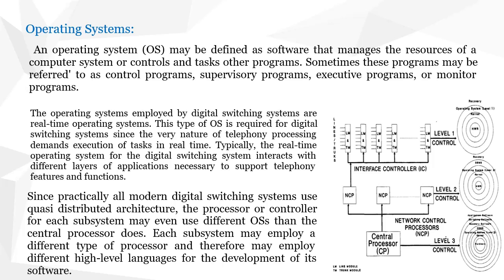Since practically all modern digital switching systems use quasi-distributed architecture, that means the architecture is distributed, it's not at one level. The processor or controller for each subsystem may even use different operating systems than the central processor does. And that is what is shown in this figure. Every level can have different operating systems. Each subsystem may employ a different type of processor and therefore may employ different high-level languages for the development of its software. So the advantage of this level division is that you can have a different processor at each level, you can have a different operating system, and you can use a different high-level language for the development of the software. So what is the conclusion? The operating system which is used in the digital switching system is real-time operating system, and at every level you can have different operating systems that can control the different functions.